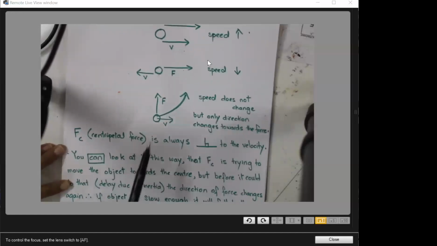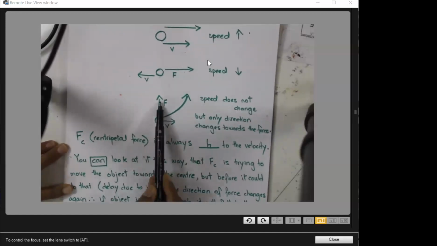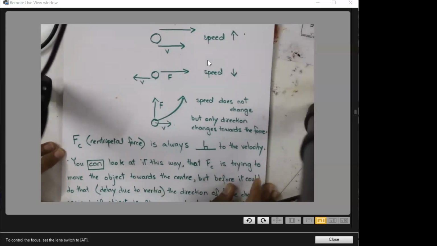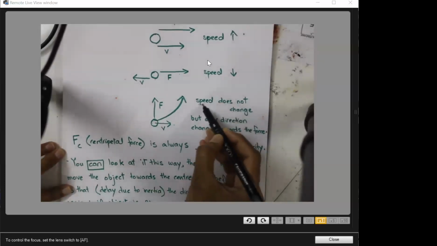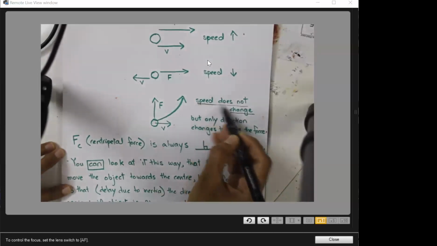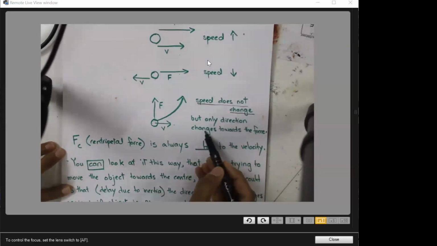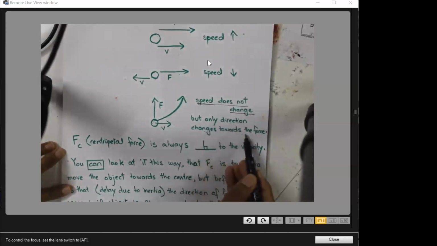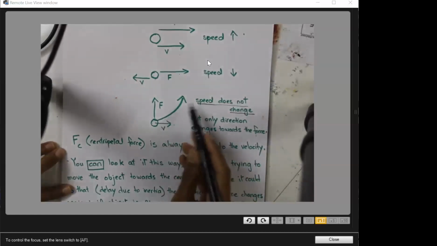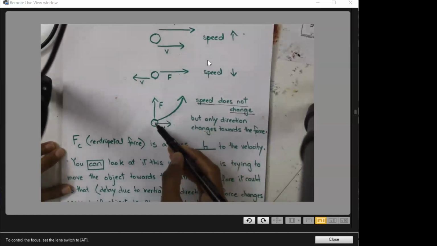Now, what happens when the force is exactly perpendicular to the velocity? When this happens, the speed does not change. This is circular motion here. The speed does not change, but only the direction changes. And the direction of the object changes towards the force. So this is a mixture of inertia as well as the force.